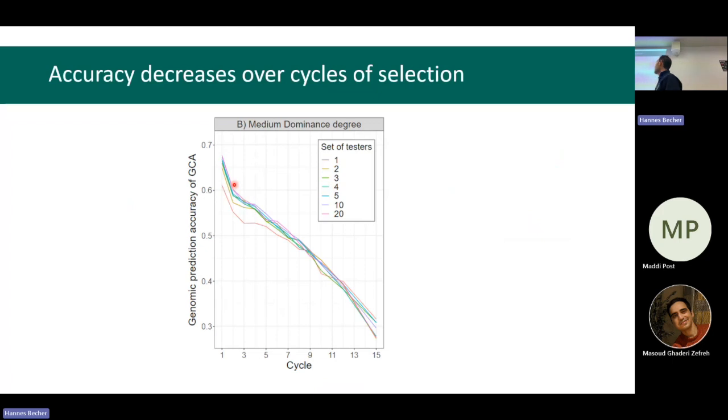This graph just shows how the accuracy decreases in general across the cycles of selection. You can see the red one is the conventional approach, only one tester, and the other ones are using more than one tester, 2 or 3, but you can see the difference between 2 or more testers becomes really small. With 3 to 5 testers, you can exploit the advantage of sparse crossing.